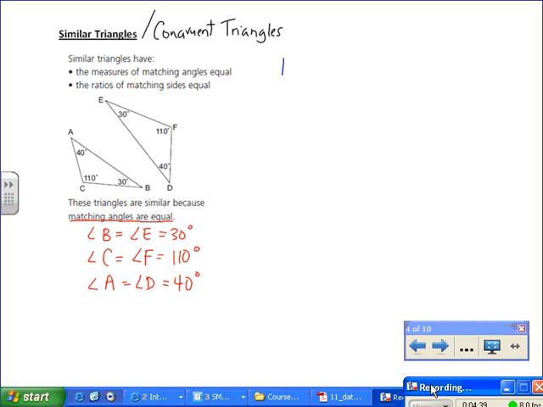Okay, so we're going to look at the ratios of the sides. What we're going to do is take two sides that are matching. In other words, I'm going to compare the longest side for both triangles.